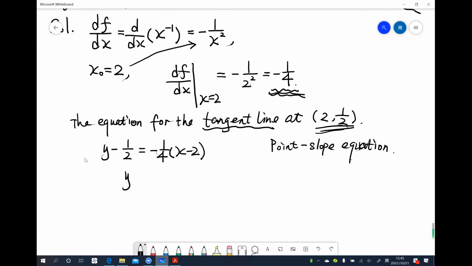Is it rule, Laoshi? How can I get it? Okay, so I will explain. You say you don't know this one, right? Is this your question? You cannot understand the equation, right?